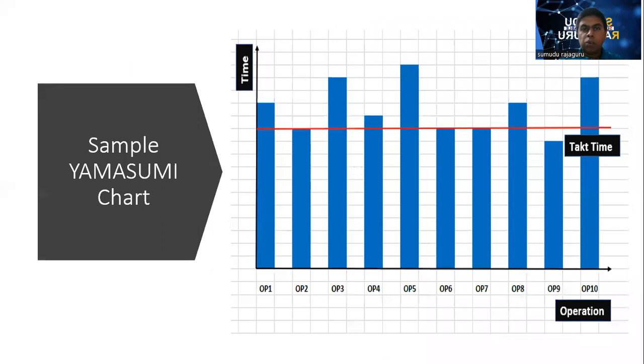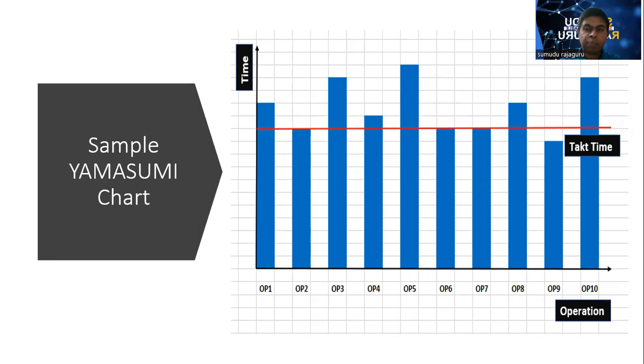Now you can see a sample Yamasumi chart. This is a very simple sample Yamasumi chart. When we look at the x-axis, it clearly shows the number of operations. In the y-axis, it clearly shows the time. Number of operations means we think about some production line. It may contain 30 operations, 20 operations or 25 operations.